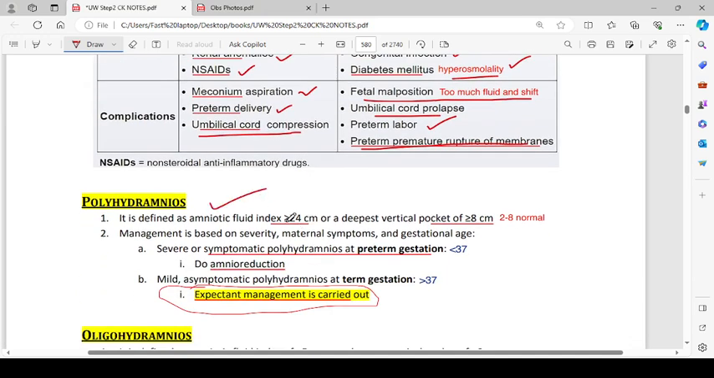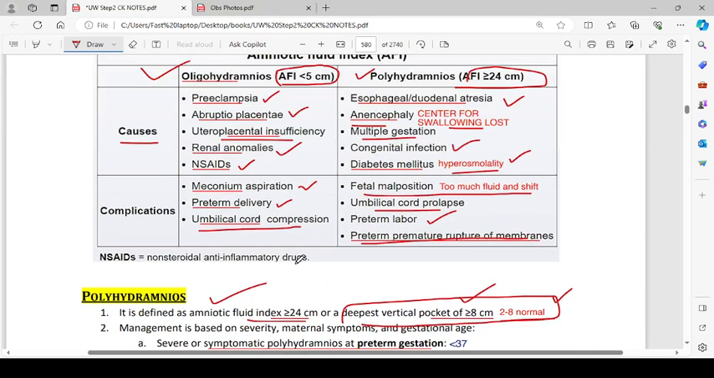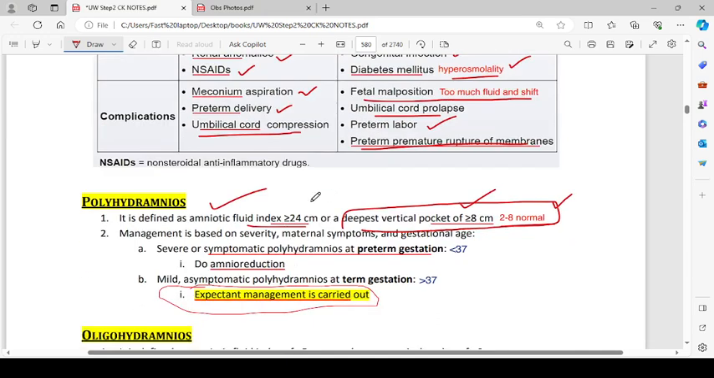Polyhydramnios is defined as an amniotic fluid index of more than 24 centimeters or a deepest vertical pocket of more than 8 centimeters. So 2 to 8 is normal for the vertical pocket. Deepest vertical pocket of 2 to 8 centimeters is normal. And for the amniotic fluid index, it must be between 5 and 24. If it is more than 24, it is polyhydramnios.